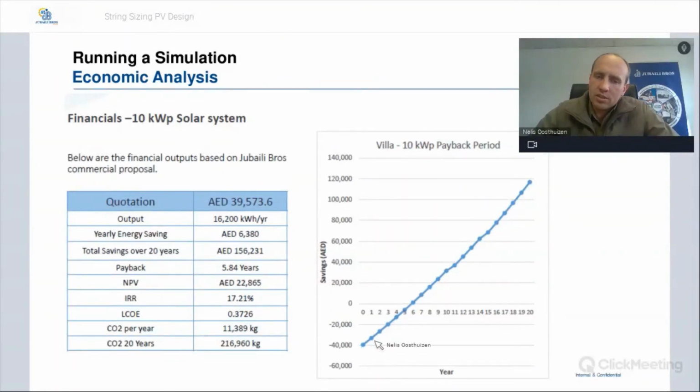This graph is just a graphical demonstration of how your finances would be impacted. First of all, you're in the negative of your capital expenditure to install the system, but then as time continues, the system has saved you until it reaches that 5.84 years. After that, you're into the green section of just saving.